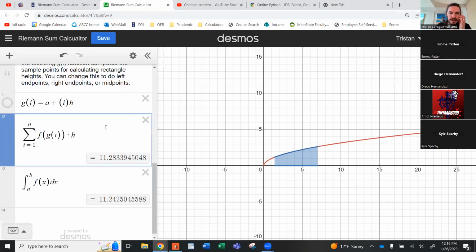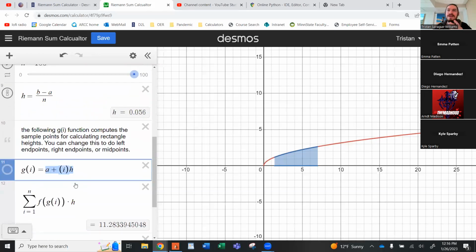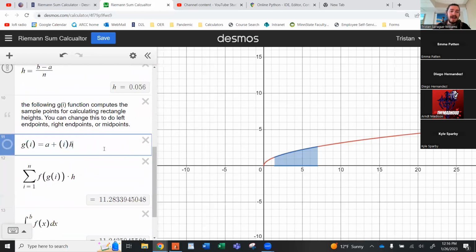So what we're going to be looking at in this section is different ways of doing this, different schematics for calculating the area of these rectangles that can give you more accurate approximations.